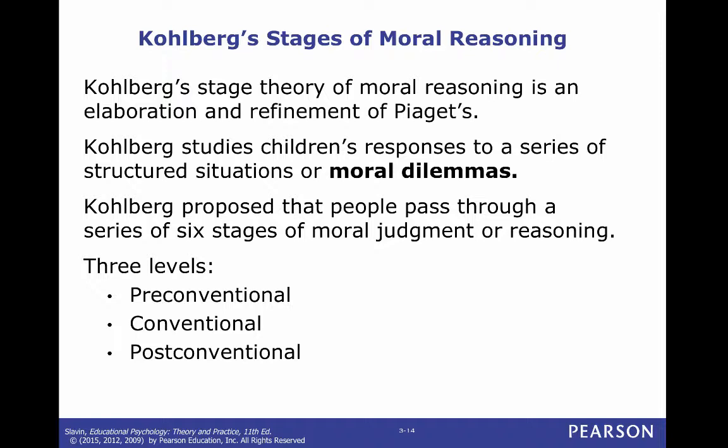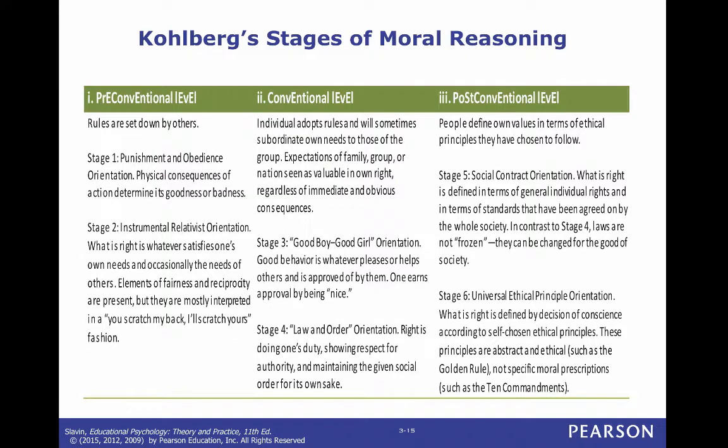But he proposed that people pass through a series of 6 stages of moral reasoning, but there are 3 levels. You have your pre-conventional, your conventional, and your post-conventional. And when he looks at the pre-conventional level, rules are set down by others. You have the punishment and obedience orientation, where physical consequences or action determine goodness or badness.